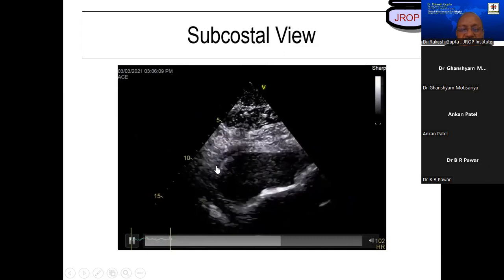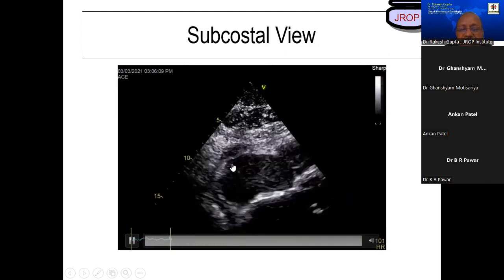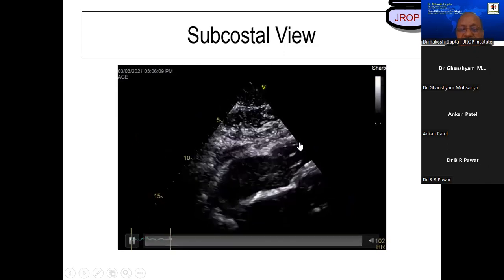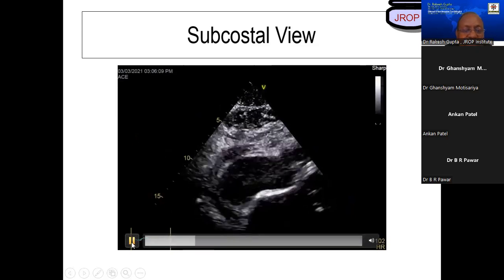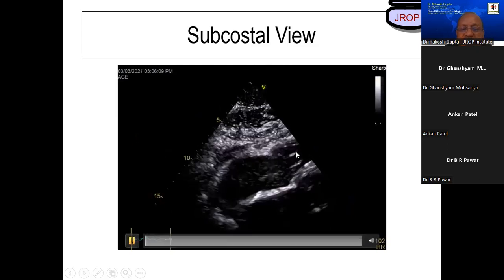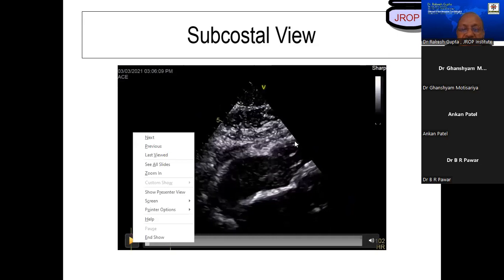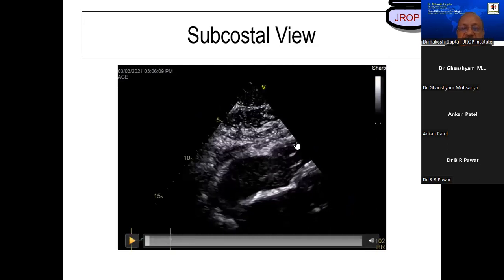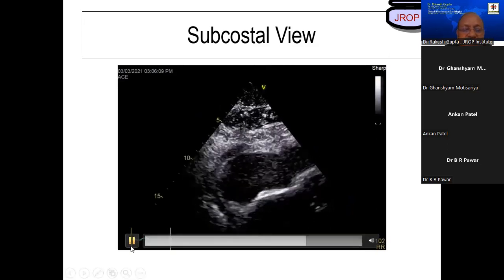In the subcostal window, we see a small amount of pericardial effusion. And somebody was asking where to measure the RV free wall TDI. Let me just hold on this film over here. This is the tricuspid valve, and this is the RV free wall. You can measure it over here.